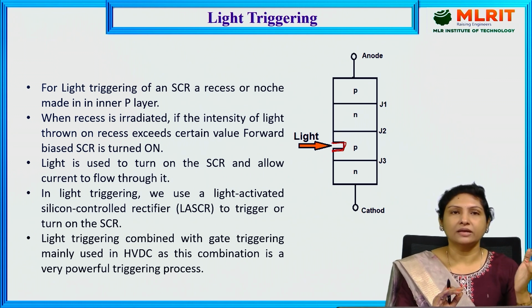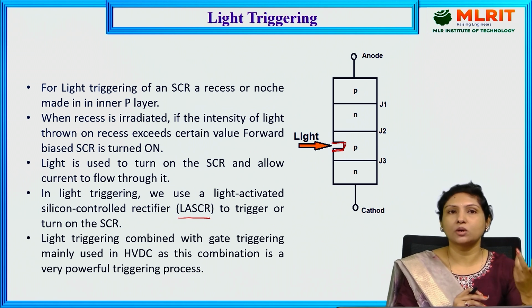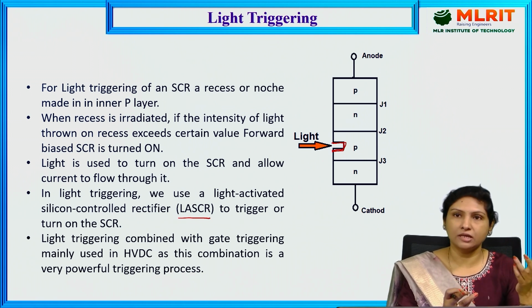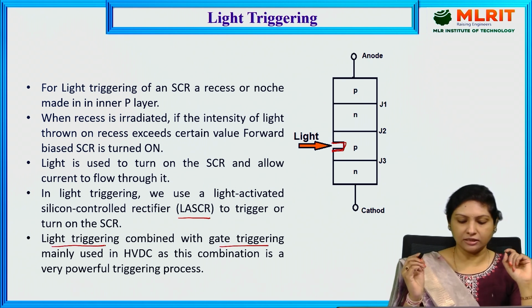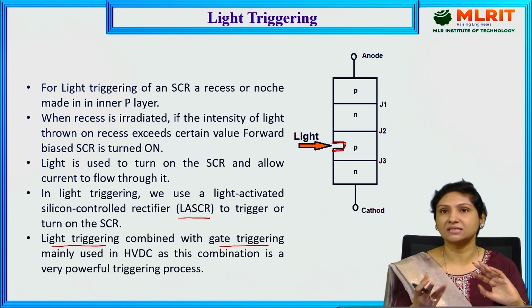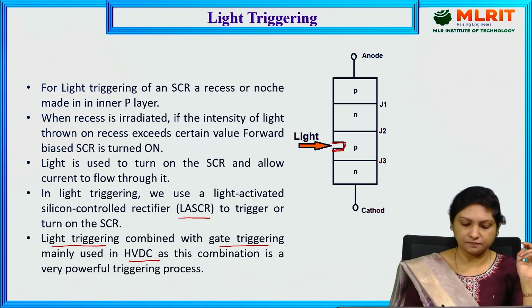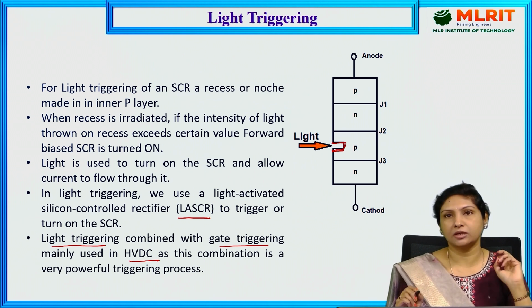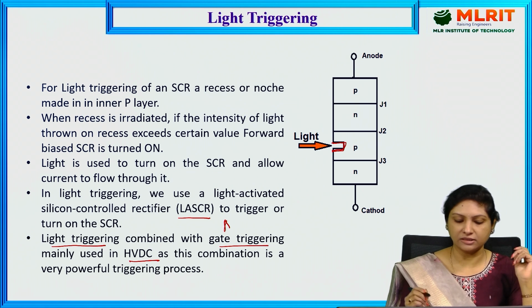Here in light triggering, we use a light activated silicon controlled rectifier, that is LASCR, to trigger or turn on the SCR. In some cases, we can also make use of gate triggering in combination with light triggering and trigger the thyristor in a more effective and faster way. This kind of combination is usually used in HVDC, and this is a very powerful triggering process. We already know gate triggering is an efficient method to turn on the SCR, and this is combined with light triggering.